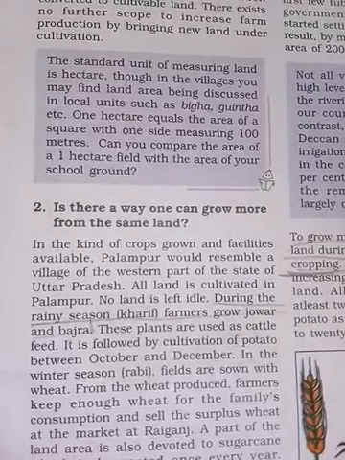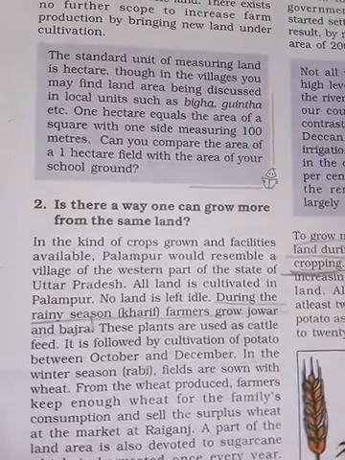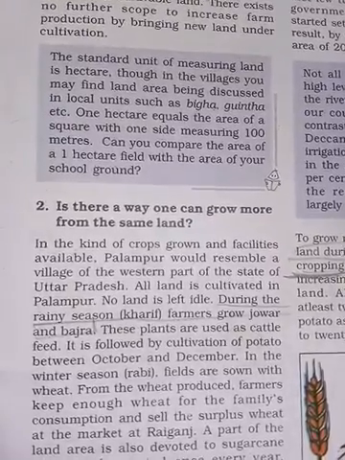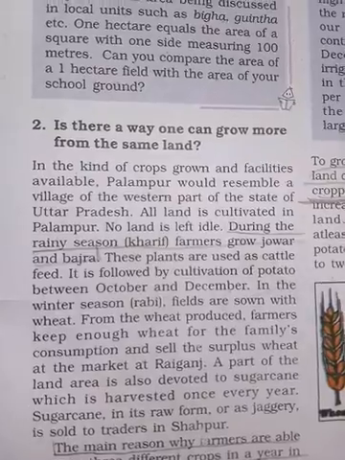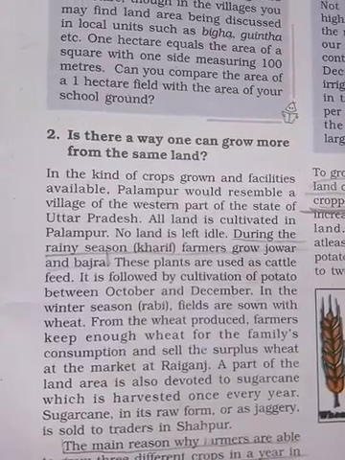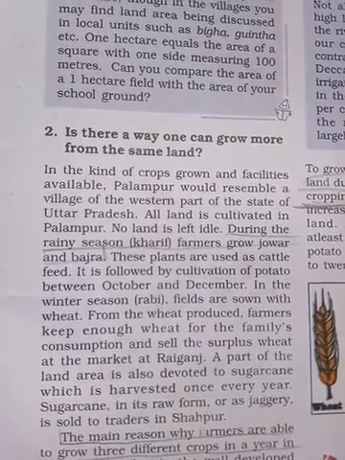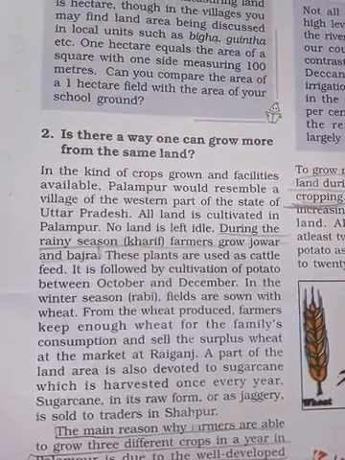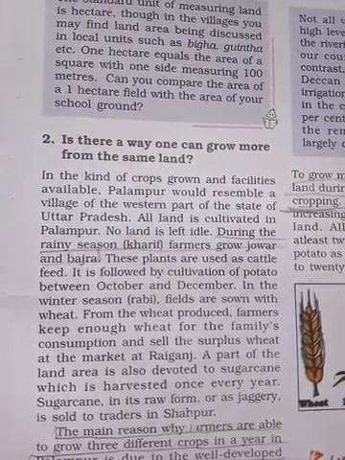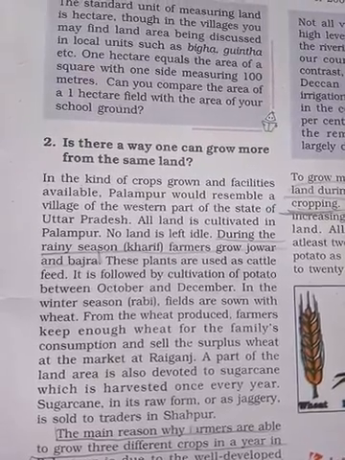Okay, that's why there is no water, so that's why they cannot grow other crops. Okay, so let us see what happened in Palampur. In the kind of crops grown and the facilities available, Palampur would resemble a village of the western part of the state of Uttar Pradesh.